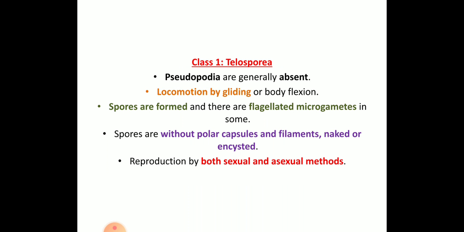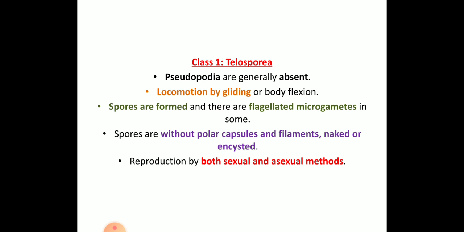Pseudopodia are generally absent. Locomotion takes place by gliding. Spores are formed and flagellated microgametes. So remember the name microgametes. It means the spores which are formed act as the microgametes. Gametes are nothing but those which help in the reproduction.